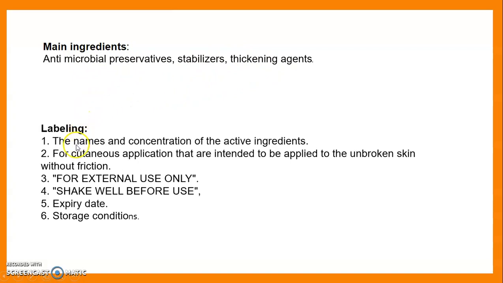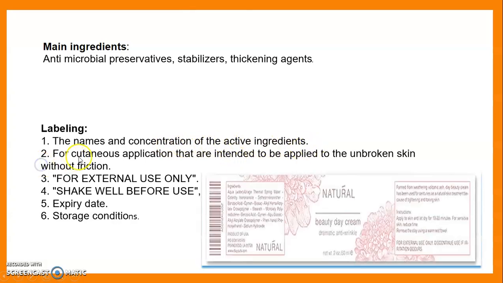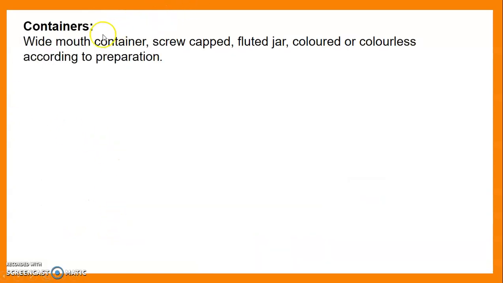Labeling. The label should contain the name and the concentration of the active ingredients. For caution, applications are intended to be applied to unbroken skin without friction. Then, for external use only, this is the secondary direction, and also shake well before use. This is also a secondary direction, along with expiry date and storage condition. The containers used for lotions are wide mouth containers, screw cap, fluted jar, colored or colorless according to the preparation.